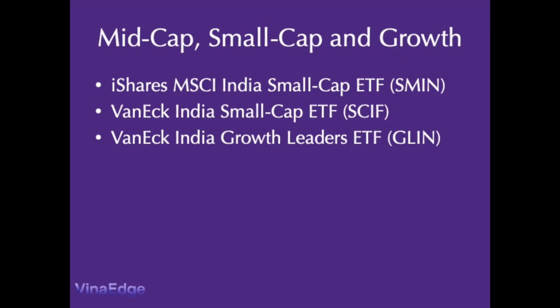Finally, in this category, we have the Van Eck India Growth Leaders ETF, ticker GLIN. It has just under 130 million in assets under management and an expense ratio of 0.76%. The fund tracks an index that uses a growth at a reasonable price approach, selecting around 80 Indian companies with strong growth and solid fundamentals while avoiding overpriced stocks.